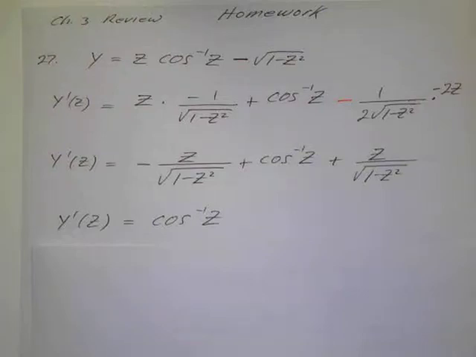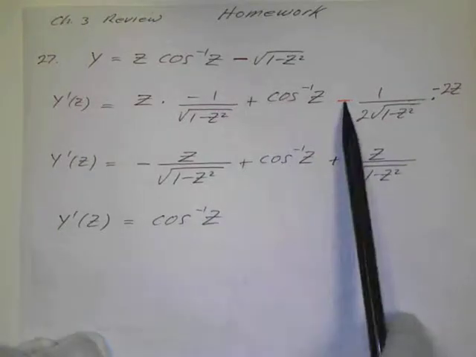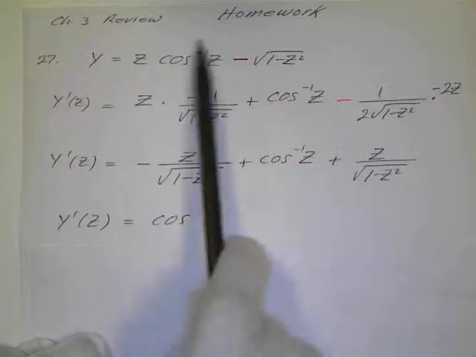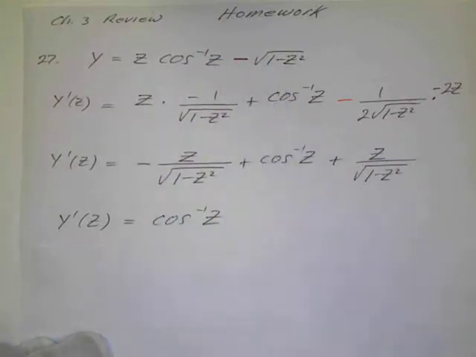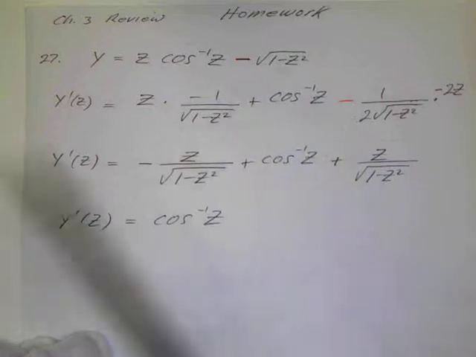Okay, more of Chapter 3 review. This is number 27. y equals z times inverse cotangent of z minus the square root of 1 minus z squared. So we got two basic terms here, so I highlighted these two terms by separating that. And then again, we have a product rule in the first term, and then we just have a straight out derivative with the chain rule in the second term.